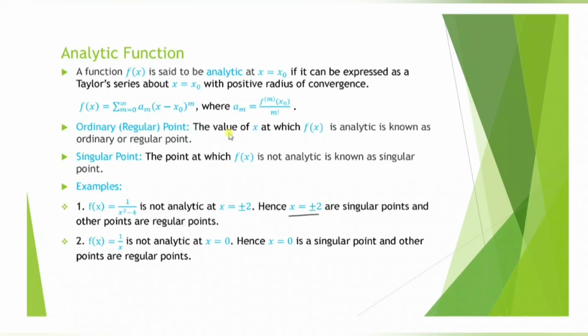If f of x is analytic at point x0, then x0 is called ordinary or regular point. Otherwise, the point x0 is called singular point. For example, f of x equal to 1 upon x square minus 4 is not analytic at x equal to plus or minus 2. इस फंक्शन में x equal to plus or minus 2 पे इस फंक्शन का डिनोमिनेटर वेनिश हो रहा है, तो x equal to plus or minus 2 are singular point and other points are called regular points.